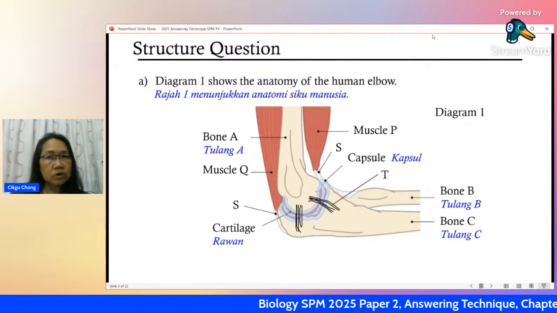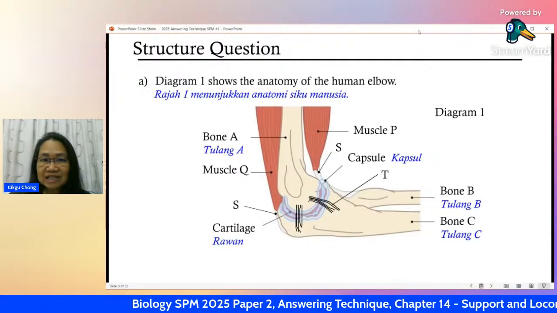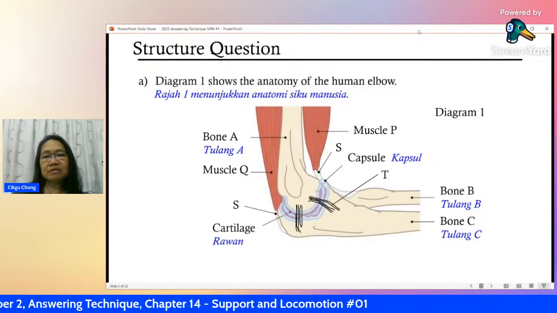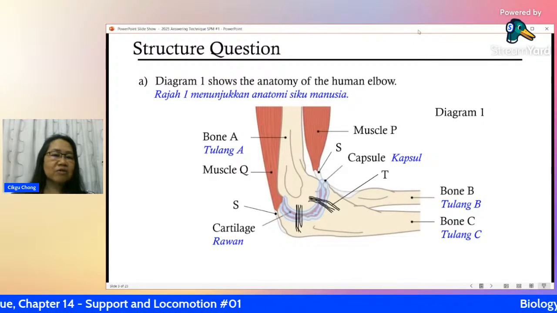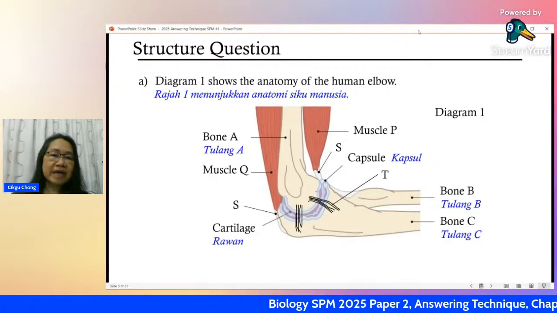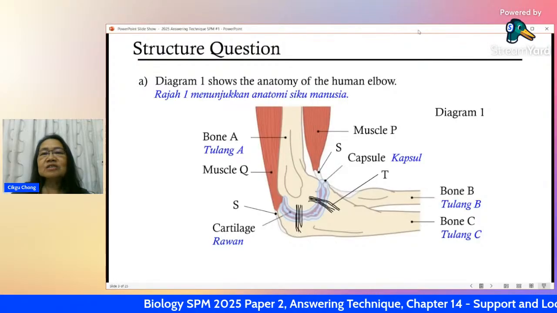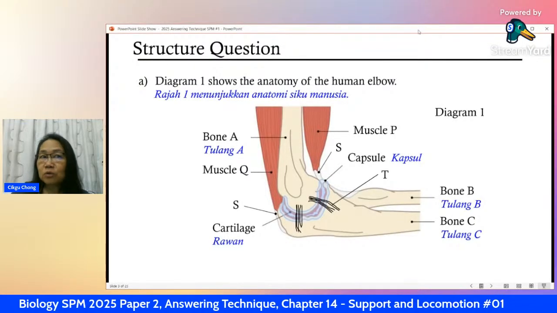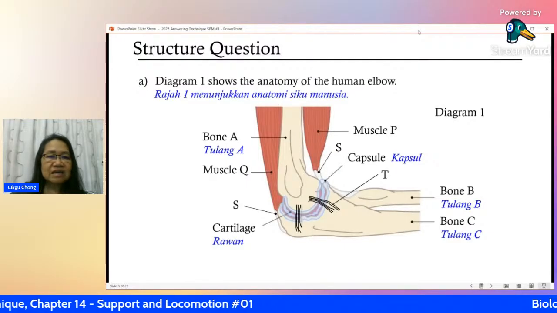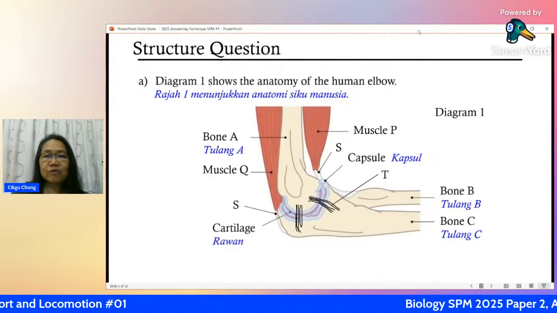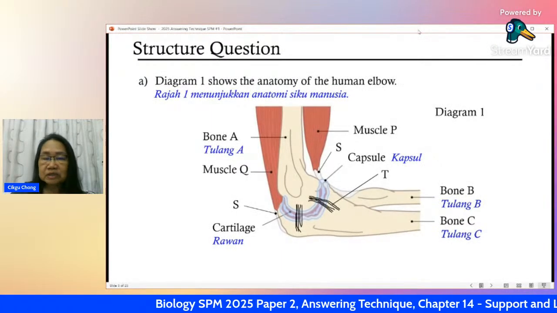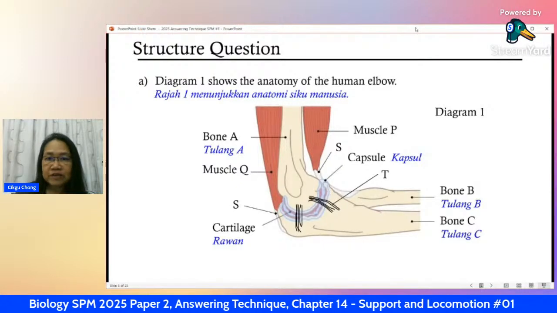If you would like to let me know, probably you already have the answer. What is the name of bone A, bone B, and bone C? Or you can choose any label to answer, such as S or T. Just type into the comment here what you think A, B, C, S and T stand for, and also muscle P. Your response might be a bit slow, so I will carry on ahead with the question first.